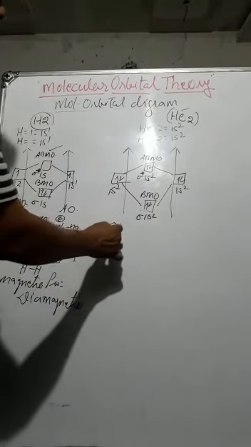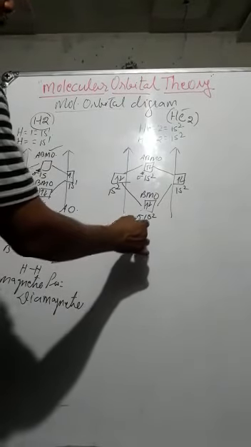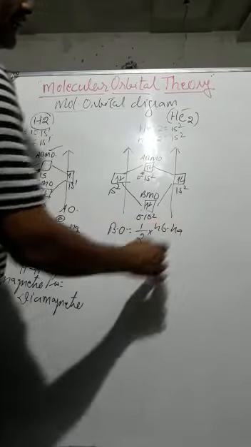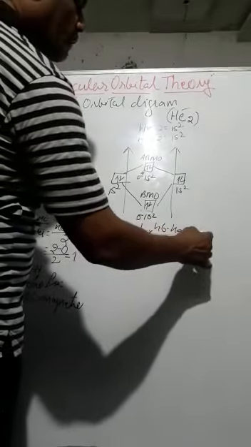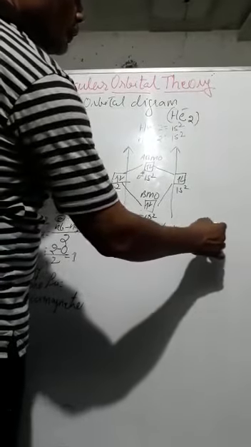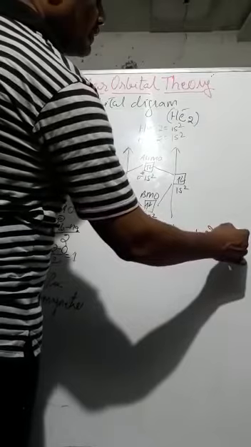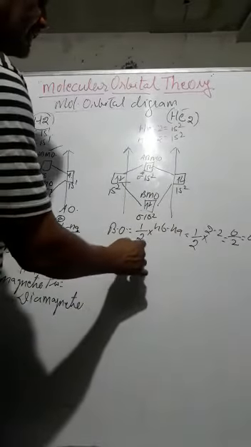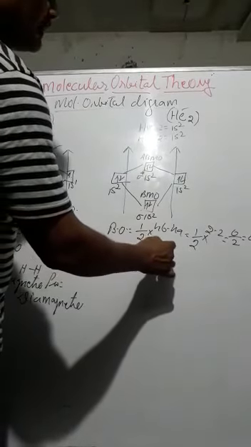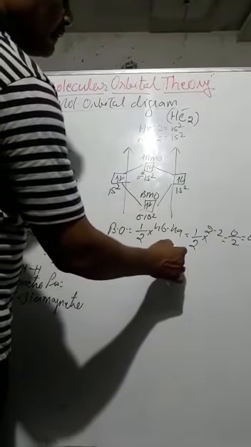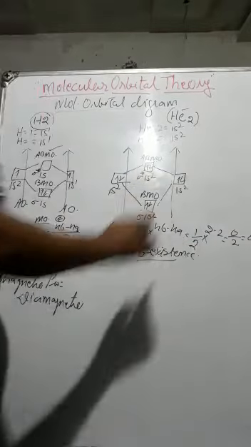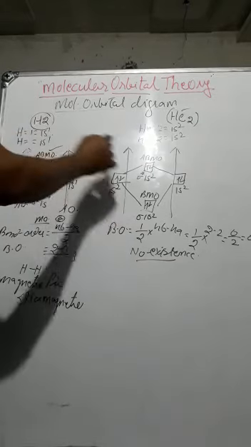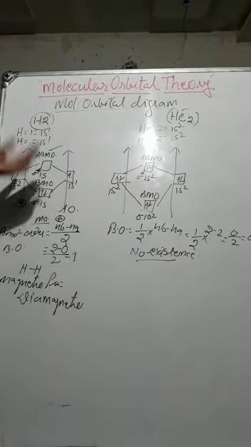Now the bond order will become: bond order is equal to 1 by 2 multiplied by (Nb minus Na). So it is equal to 1 by 2 into (2 minus 2), which is equal to 0 by 2, that is what? 0. That is, no existence. Therefore there is no existence of the He2 molecule. Isn't it?